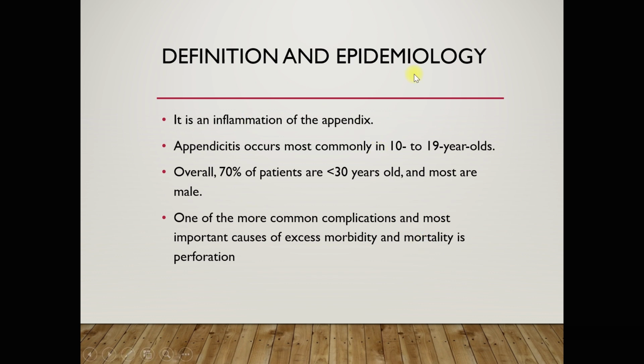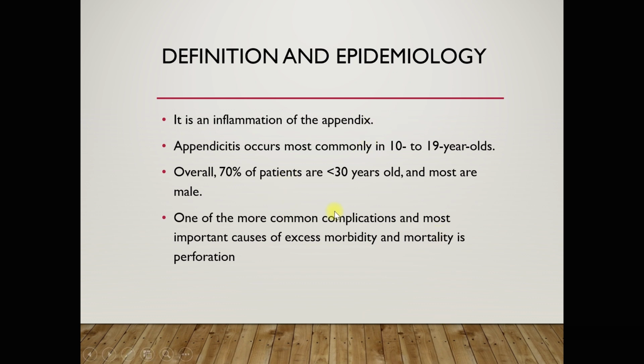Now let's see the epidemiology of appendicitis. Appendicitis occurs most commonly in 10 to 19-year-olds, which means during the second decade of life. Overall, 70% of patients are less than 30 years old, and most are male. So you have to remember that appendicitis commonly affects males, and it affects the age range of 10 to 19 years old, or the second decade of life.